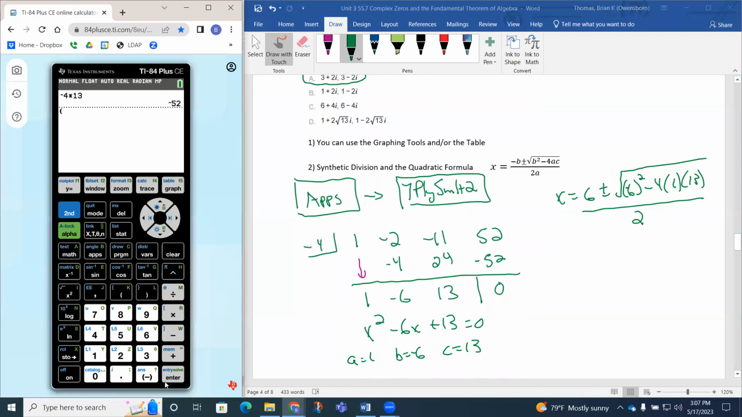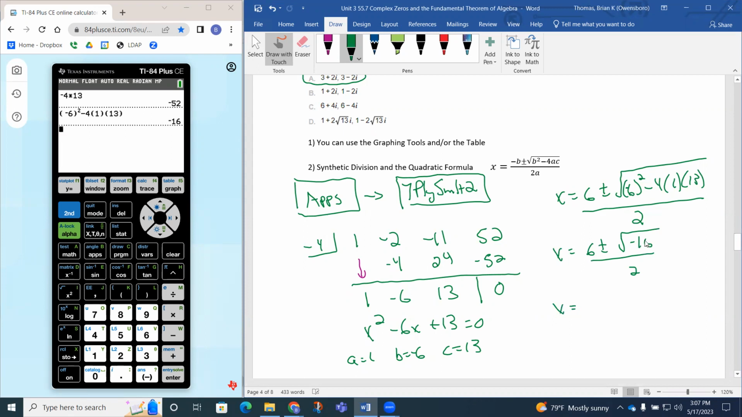So in parentheses, we have this negative 6 squared, which is 36, minus 4 times 1 times 13, which is going to be a negative 52. And 36 take away 52 is kind of what we're dealing with. And that would be a negative 16. So x is going to equal then the 6 plus or minus the square root of negative 16 divided by 2.